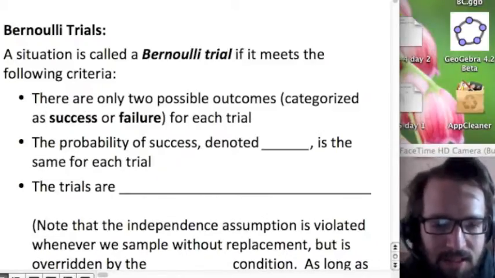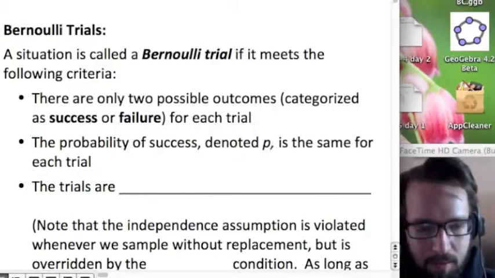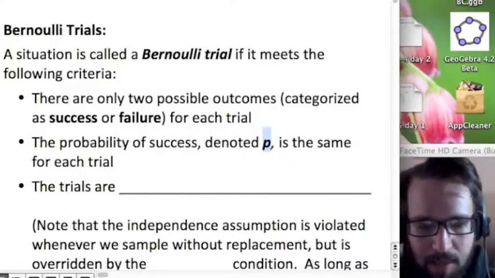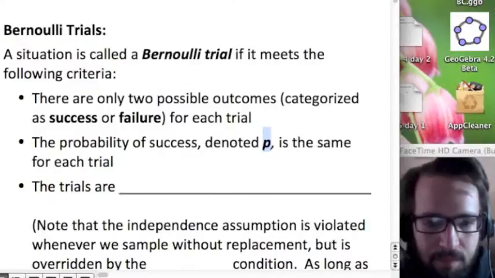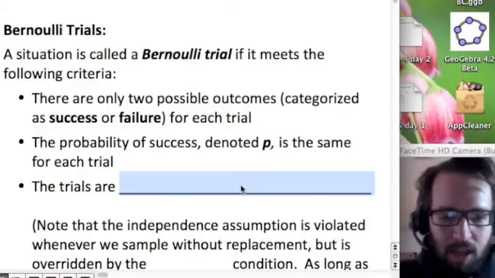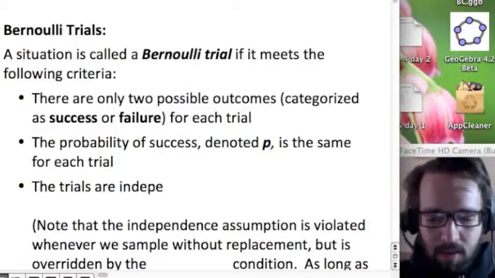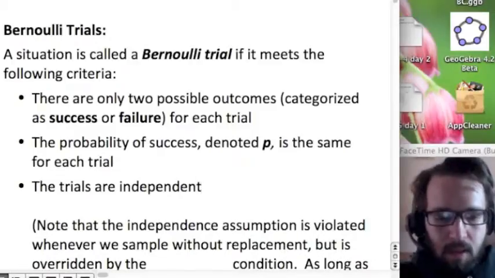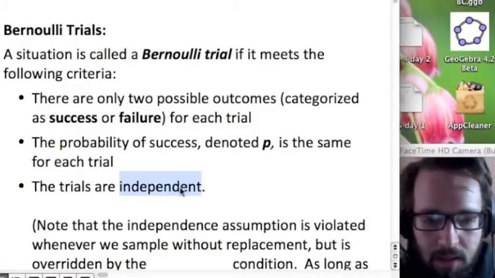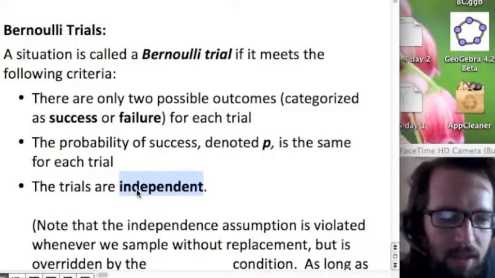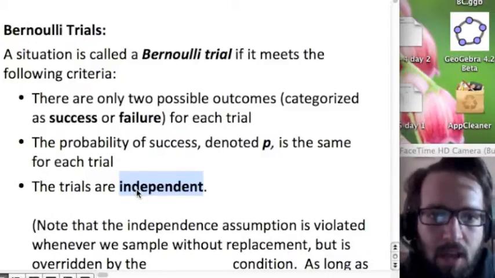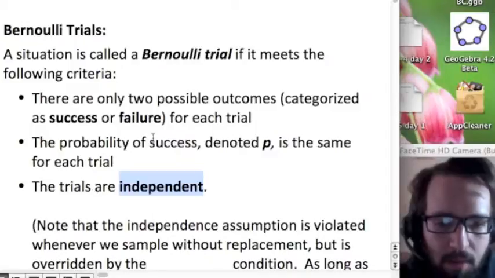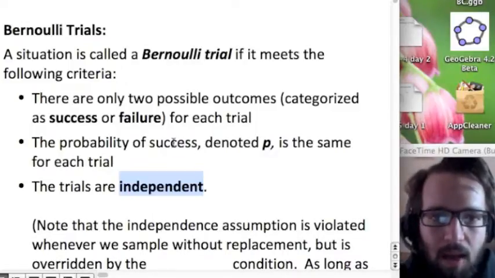The probability of success, let's call that P, is the same. It doesn't change. And if the probability doesn't change, the trials are independent. So those two kind of go together. If things are independent, then they don't change the probability of each other, and so the probability of success will be the same. Will be P for every single one. That'll just repeat and repeat and repeat.